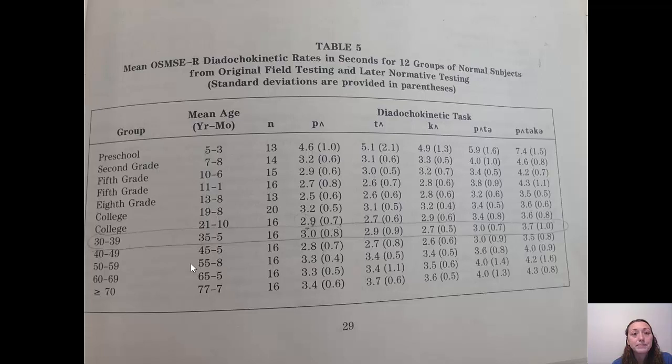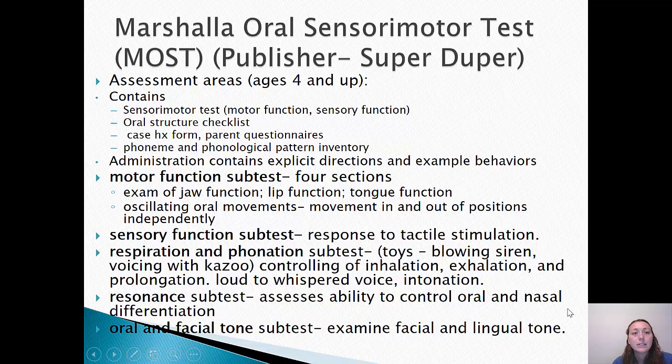And this is what I wanted to show you. From there are some norms for AMRs and SMRs by age group. I just put those up there for you as a reference, which might be helpful. I just thought this was a nice resource for you. And then these are pediatric ones. The Marshalla Oral Sensory Motor Test is a pediatric oral motor assessment.